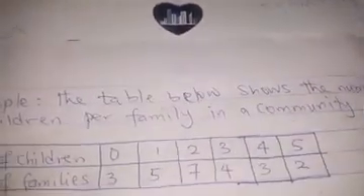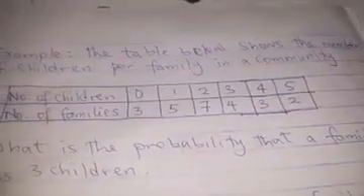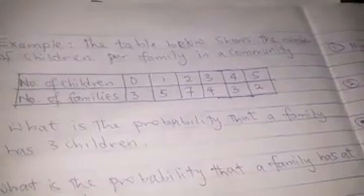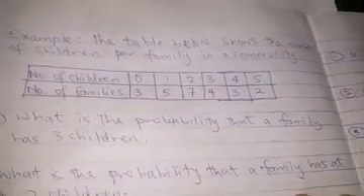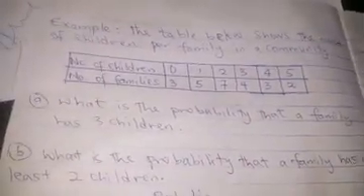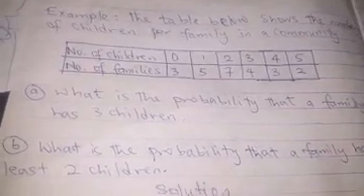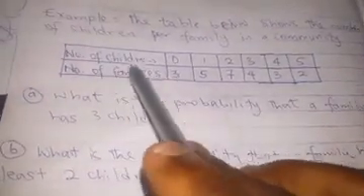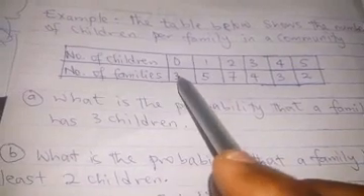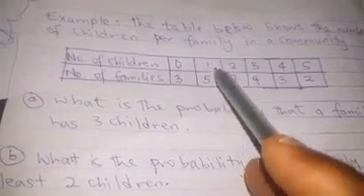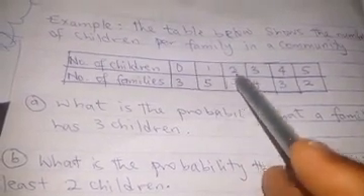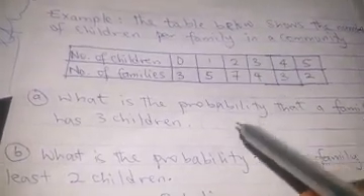Okay, let's see another example. Sometimes questions can be asked in terms of a table. You can be given a table like this one. The table below shows the number of children per family in a community. So we have number of children, and we have number of families. So this means 3 families have no children, 5 families have just 1, 7 families have 2 children, and so on and so forth, okay?